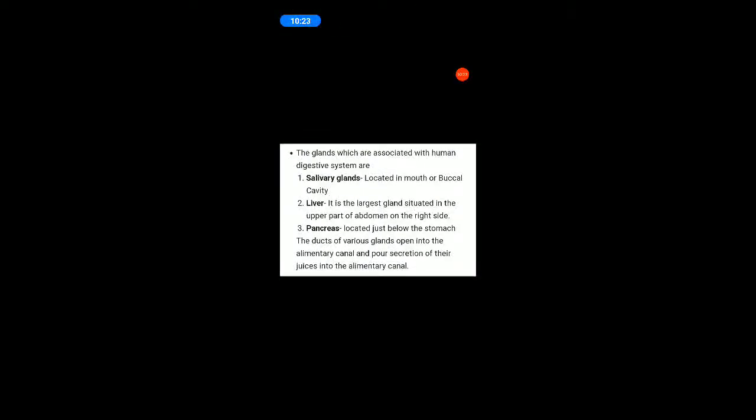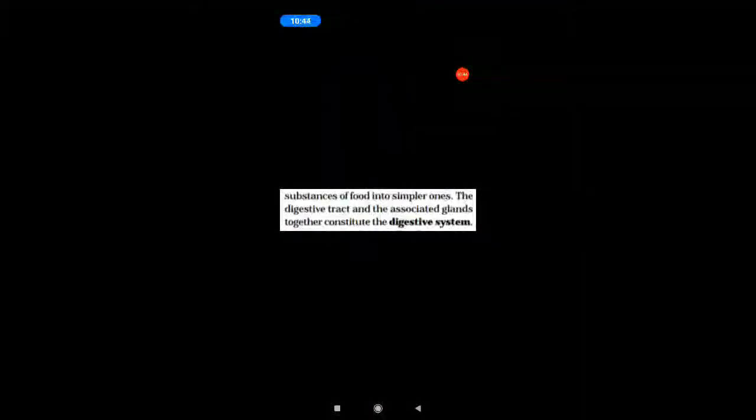The digestive tract and the associated glands together constitute the digestive system. Now, let us know what happens to the food in different parts of the digestive tract.